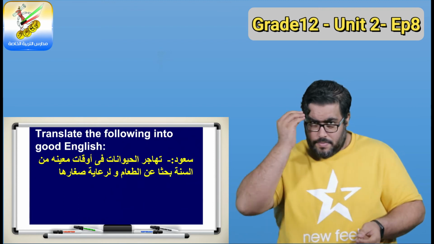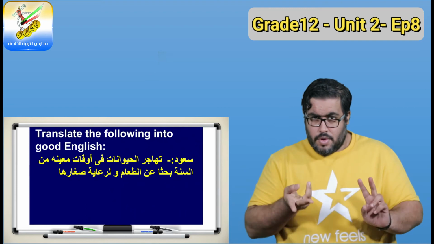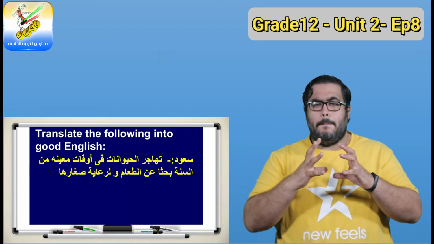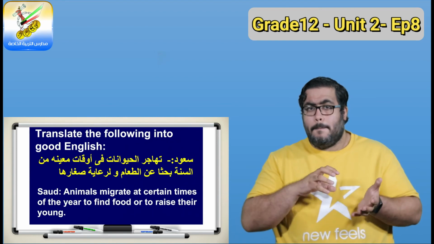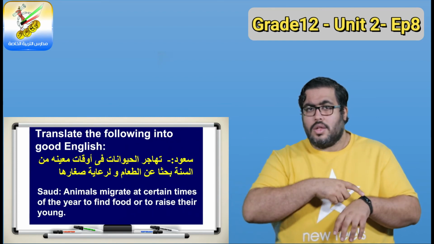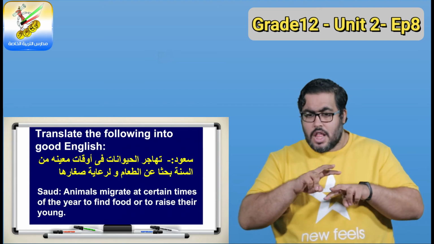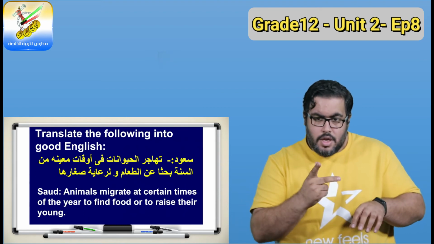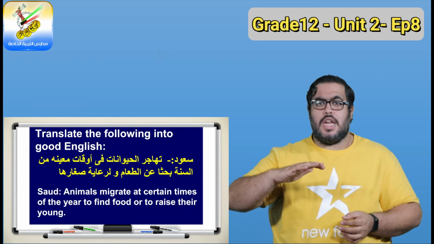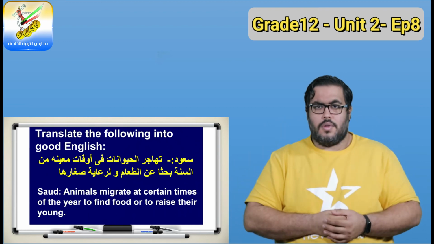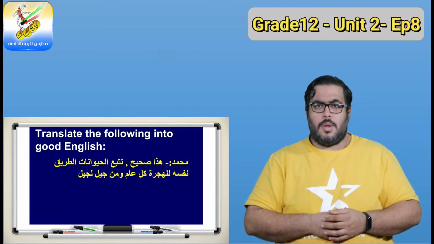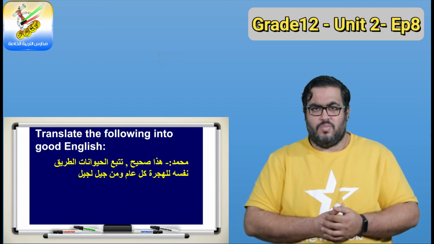Did you understand the sentence? Now, let's translate the meaning of the sentence. Animals migrate at certain times of the year to find food or to raise their young. This is exactly what the sentence means. Let's try another one. Now this time I'll give you more space to try.